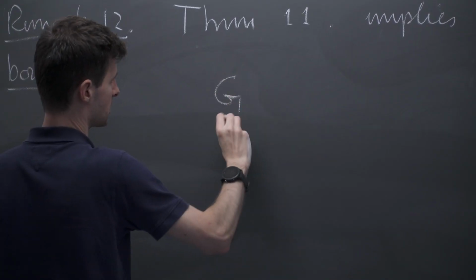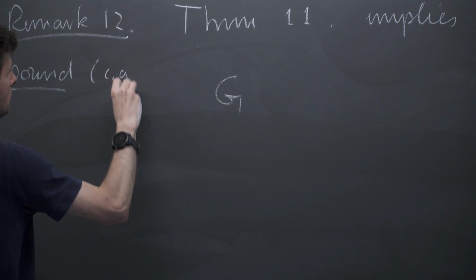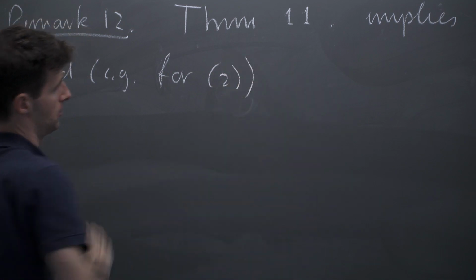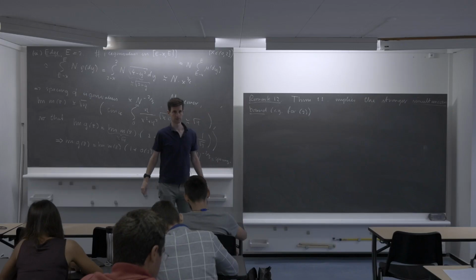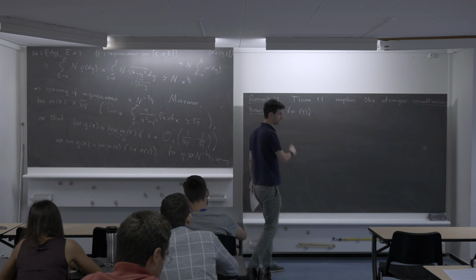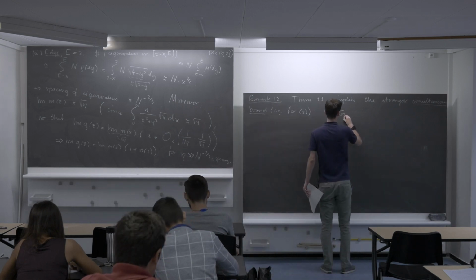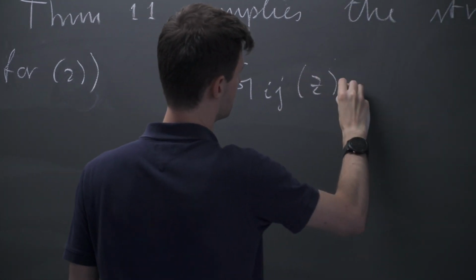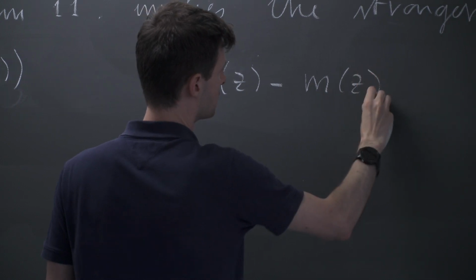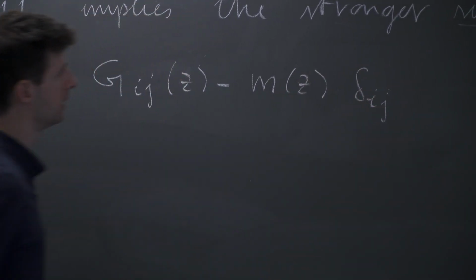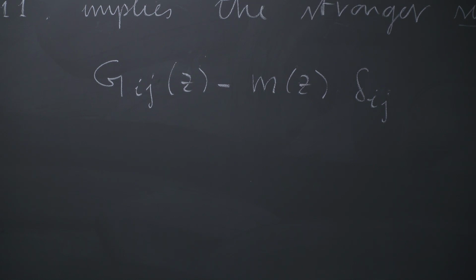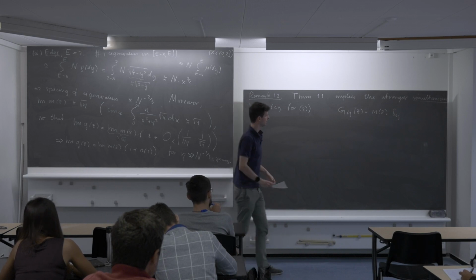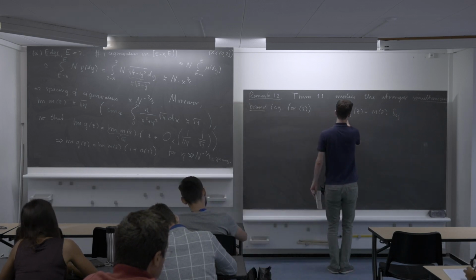So let me take, for example, you can do it both for the first equation and for the second equation. I will state it for the second one. So just to recall, what does this say? It says that g_ij(z) minus m(z) times delta_ij is stochastically dominated by psi. And this holds for all z.